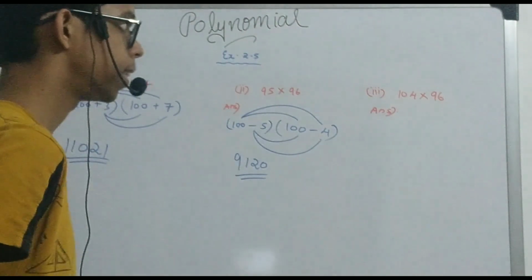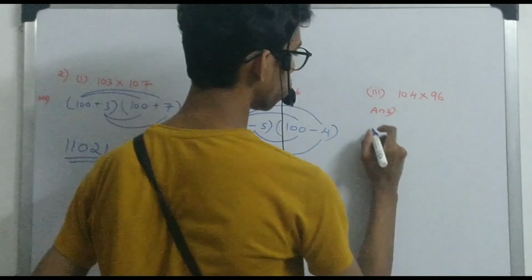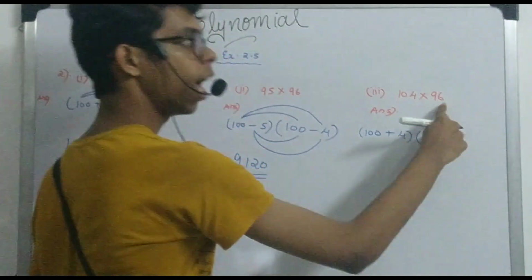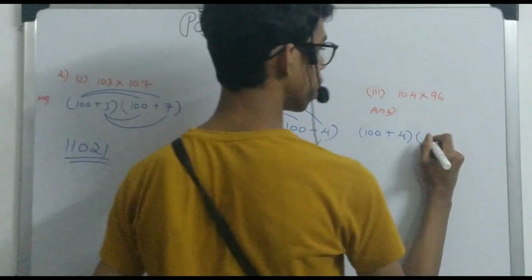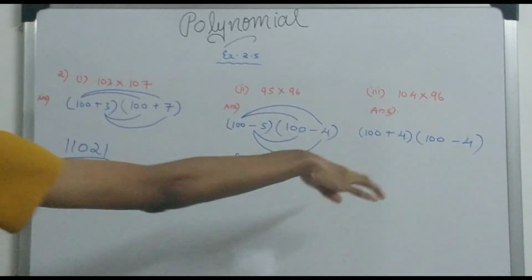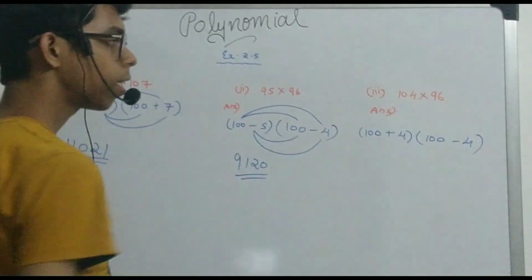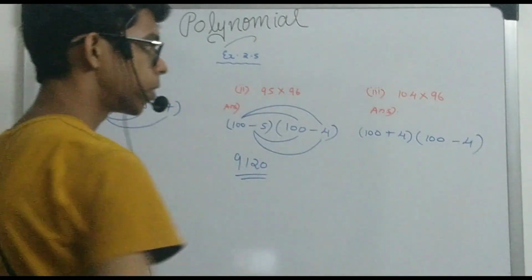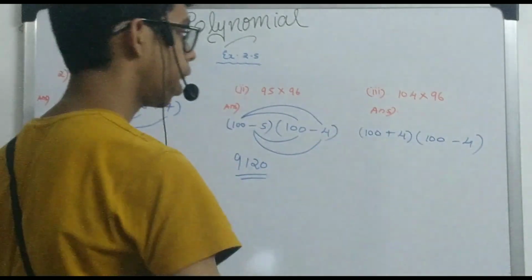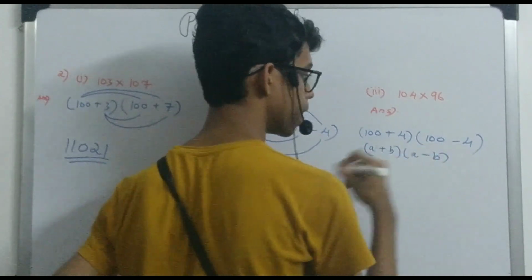104 into 96. Okay, so here 104, if we write in terms of 100, we can write it as 100 plus 4, into, and 96 we can write it as 100 minus 4. Isn't it 100 plus 4, and this I can write as 100 minus 4. Okay, now we have split up this multiplication into identity form. Now if you see over here, this is of the form a plus b into a minus b.